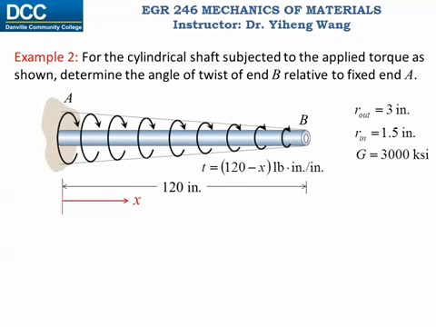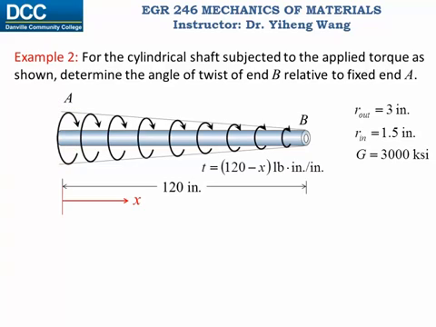Let's look at this example. For this cylindrical shaft subjected to the distributed torque as shown, we need to determine the angle of twist of end B relative to the fixed end A. In this case, the distributed torque is not uniform. It actually has a linear intensity given by the equation t equals 120 minus x pound-inch per inch. But just like any other problem, we need to first determine the internal torque as a function of position x.